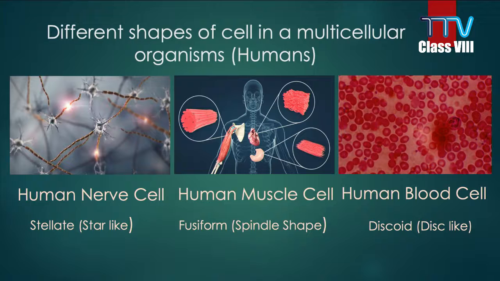Human nerve cells are star like. They're very long and they are star like, and muscle cells are spindle form, and human blood cells they are disc like. So why there are different shapes of cell in us, in humans.